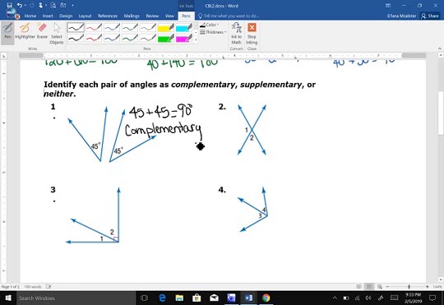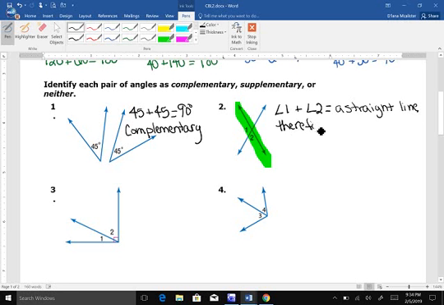Let's take a look at example number 2. Even though example number 2 does not give us angle measures, these two angles combined do create a straight line. A straight line is equal to 180 degrees. Therefore, we can write that angle 1 plus angle 2 equal a straight line. Therefore, they are supplementary.